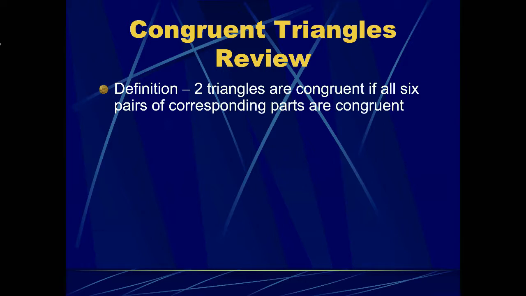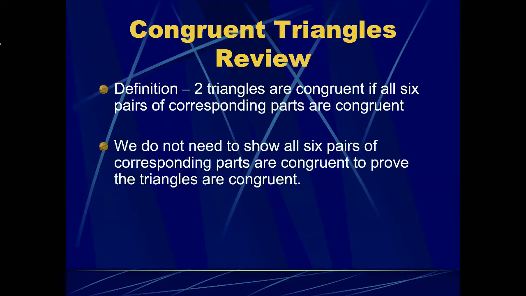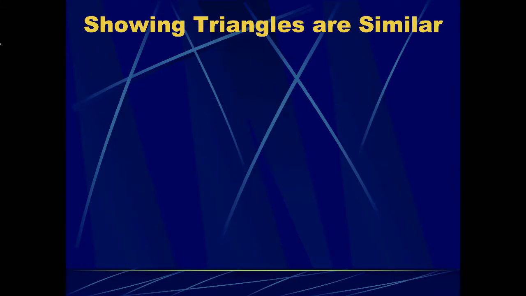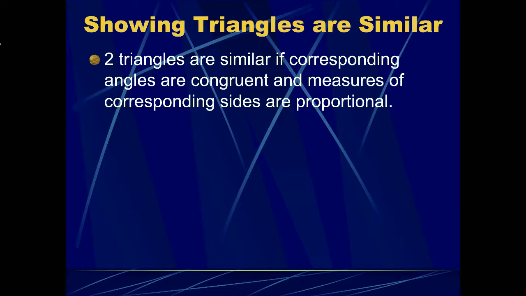But as we learned earlier, we actually don't need all 6 pairs of corresponding parts to prove that the triangles are congruent. We talked about and learned other ways to show triangles are congruent, and those you will remember were side-side-side, side-angle-side, angle-side-angle, and the HL theorem. So just like we didn't need all 6 pairs of corresponding parts to be congruent, we don't need the entire definition of similar to show that two triangles are similar.